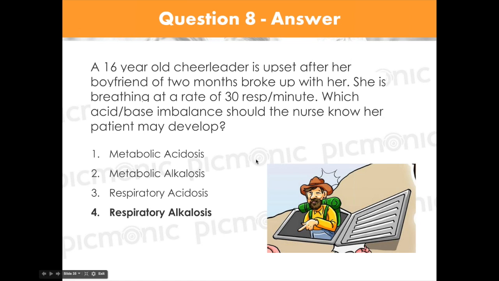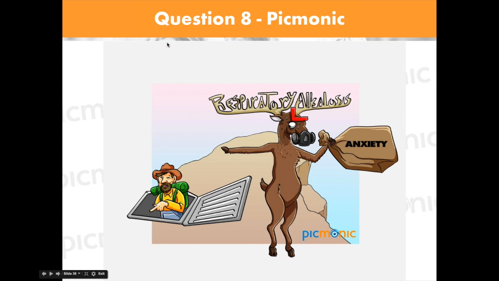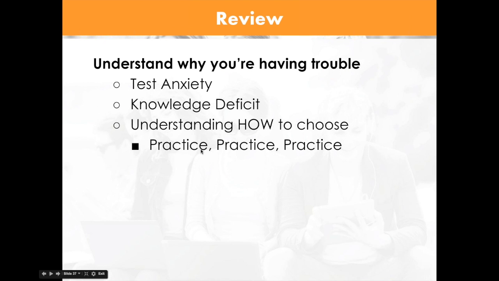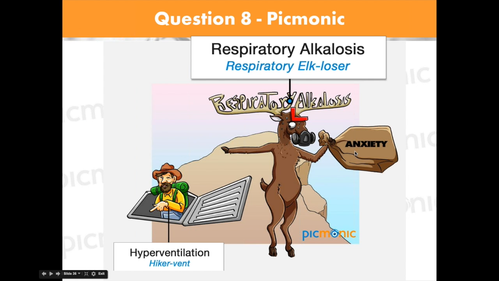I'm impressed. And there are some things you have to memorize with acid base. There are some basics. So let's look at some basics. Here's part of the Picmonic for respiratory alkalosis. If you can remember this, elk with the L sign loser on his head, this respiratory elk loser, right away inside the Picmonic, you can remember that there's a hiker for fast or elevated ventilation, hyperventilation. And you'll remember that with hyperventilation also comes the possibility of anxiety in those types of patients. Every time you think of somebody who's hyperventilating, it's probably anxiety, especially in a young patient.